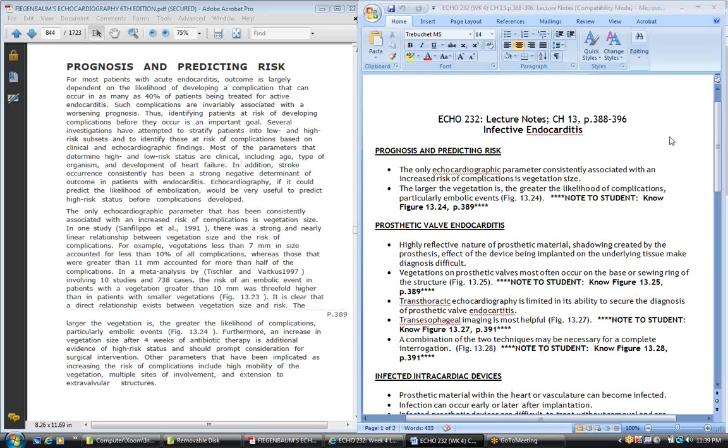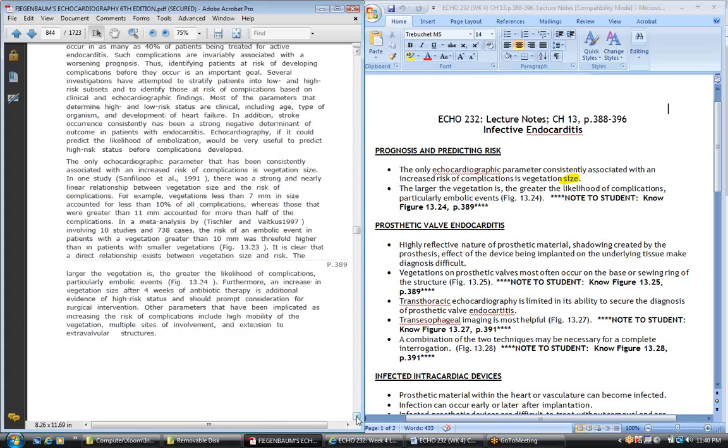The books and the materials that you'll find say that the only echocardiography-based parameter consistently associated with increased risk is vegetation size. Depending on the size of the vegetation is what determines the risk. The larger the vegetation, the greater the likelihood of complications, particularly embolic events. You need to know figure 13.24 on page 389, so let's scroll down and take a quick look at it.